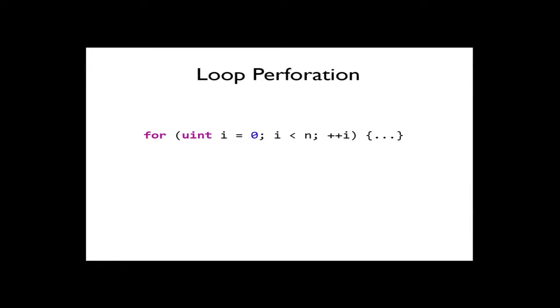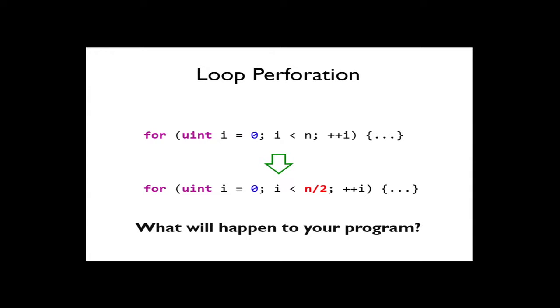And that thought experiment is, imagine if I were to give you a compiler that's going to apply the following transformation to your program. This transformation is called loop perforation. What it's going to do is find loops in your program and transform them so that they execute for fewer iterations. And the thought experiment is, what will happen to your program?